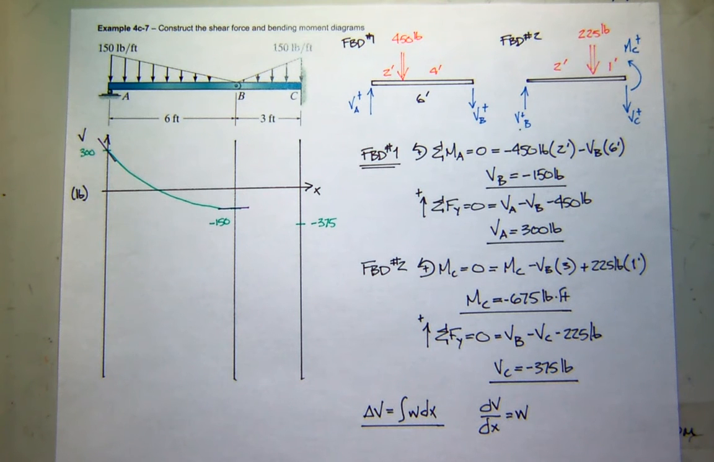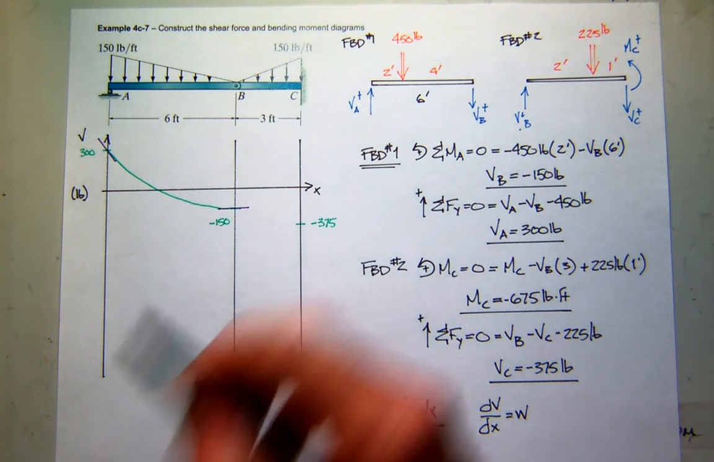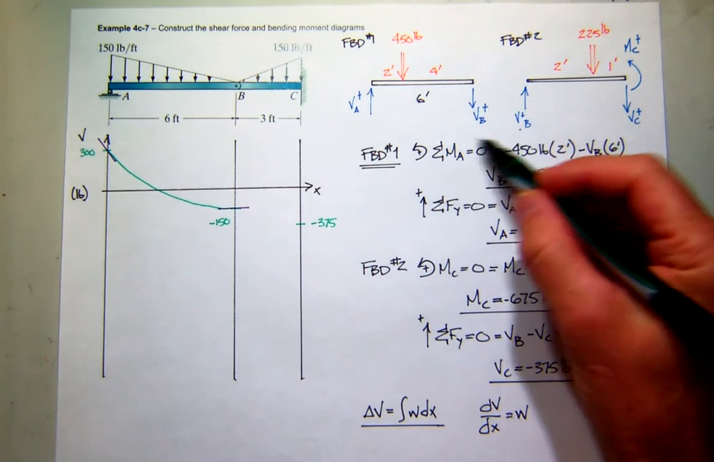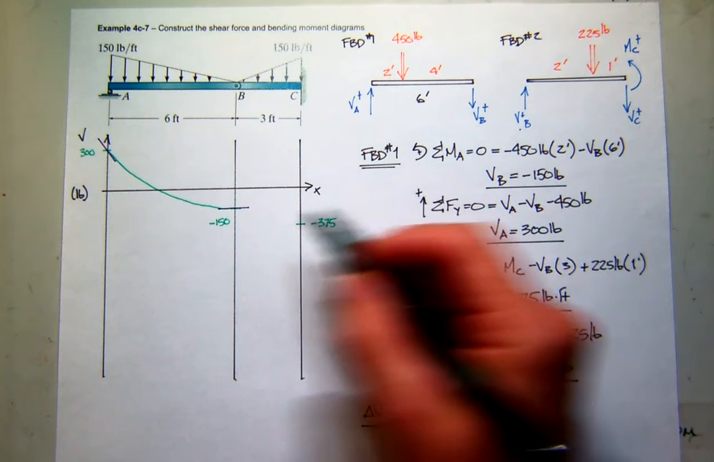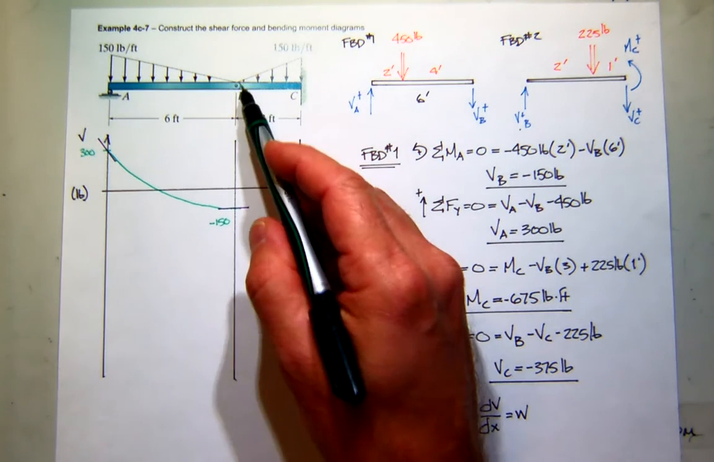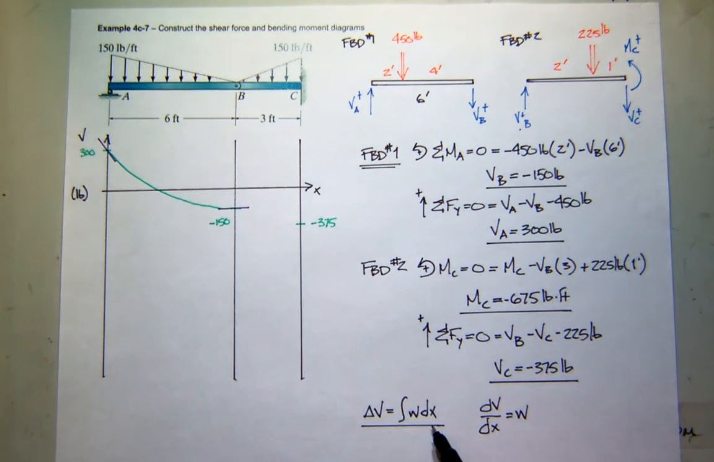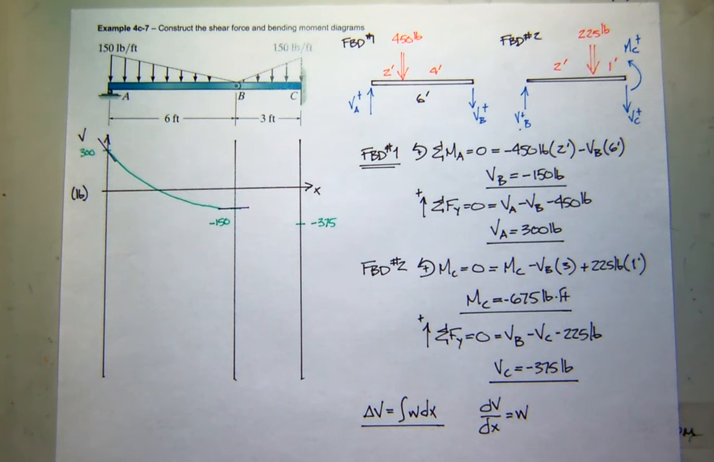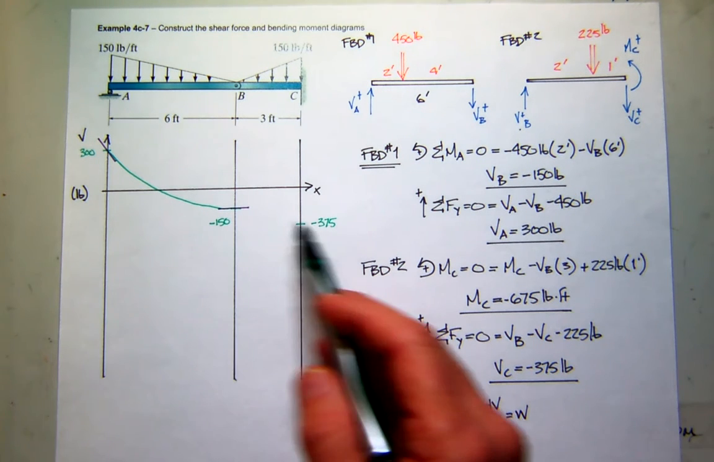So what happens at B? Just the opposite. Is there any applied force there at B? No, but we know internally what's the shear at B. Negative 150. Hey, look at that. We got negative 150. Sweet. Now what? The change in shear between these points is the area of the load curve, which is negative what? 225? So negative 150 minus 225 is negative 375, so it matches.